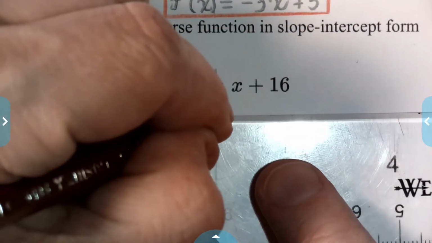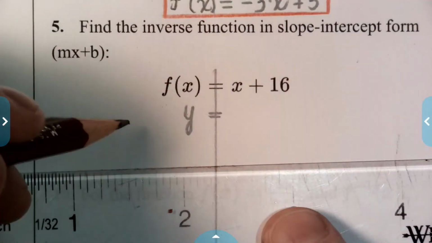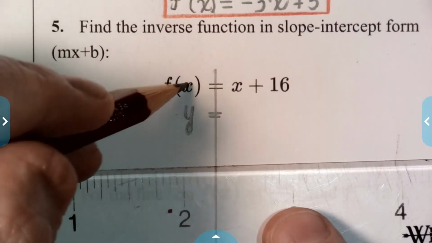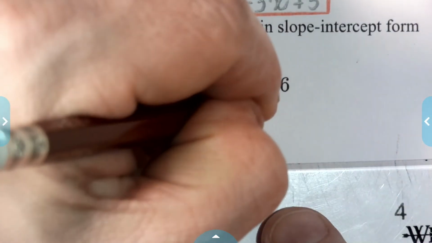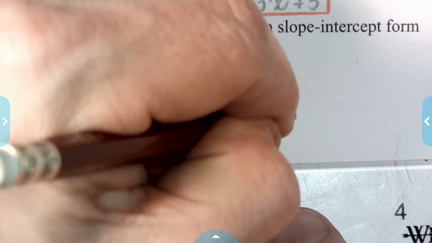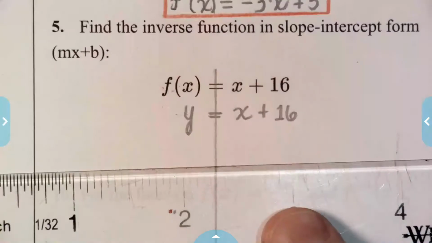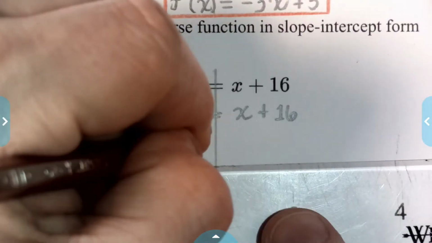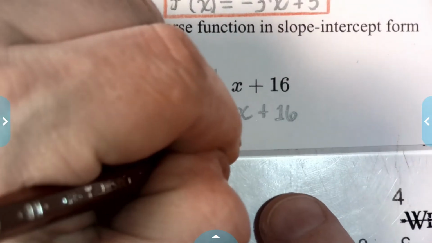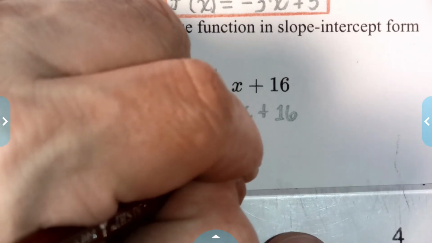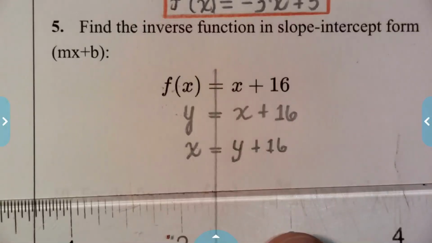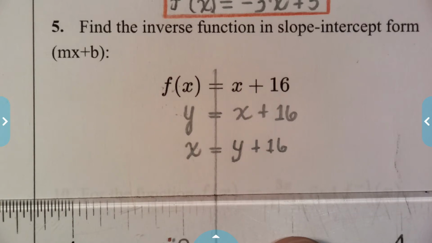So here we have y equals, so I should have said that's the first step, is to write f of x, get rid of that, write y. And then x plus 16. And then we got to swap the x and the y. So x equals y plus 16. And now we solve for y.